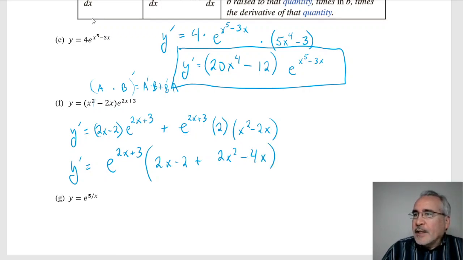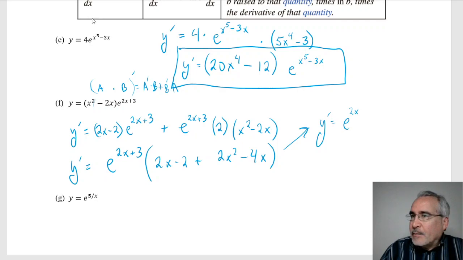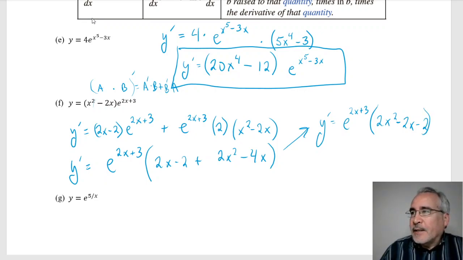By doing this we do get a 2x minus 4, there are some like terms in there. So we get e to the 2x plus 3 times, I'm going to bring the 2x to the front, 2x squared, 2x minus 4x leaves us a negative 2x, and then a minus 2. Now, if you wanted, you could factor out the 2, but I think we'll leave it like that and call that good.